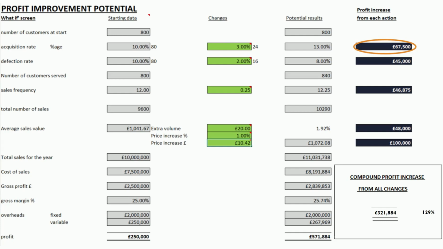The cost effectiveness, the impact of doing more of those things more frequently will be an improvement in your acquisition rate. And if you could get 3%, an extra £67,500 straight to the bottom line.